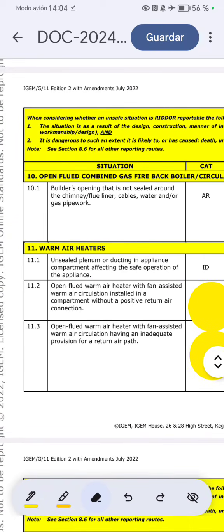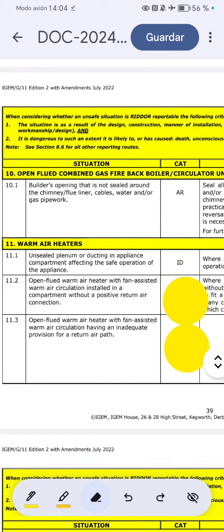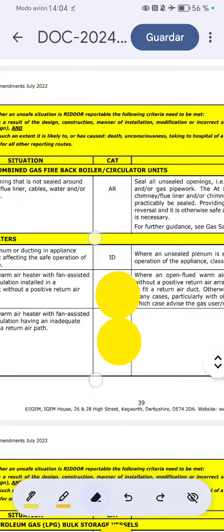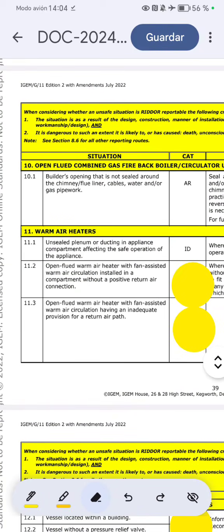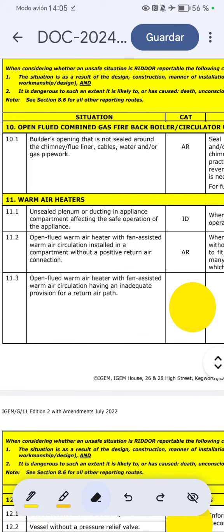11.2. Open flue warm air heater with fan-assisted warm air circulation installed in a compartment without a positive return air connection. Oh, God. I'm going to stay on the role of ID at the moment because we're doing warm air heaters. What is going wrong here? No, it's at risk. Okay, so now I've probably got about 6 or 7 wrong, I'm going to say. 11.3. Open flue warm air heater with fan-assisted warm air circulation having an inadequate provision for a return path. I'm not fully understanding these questions for some reason. All right. Well, I'm going to just say at risk now.